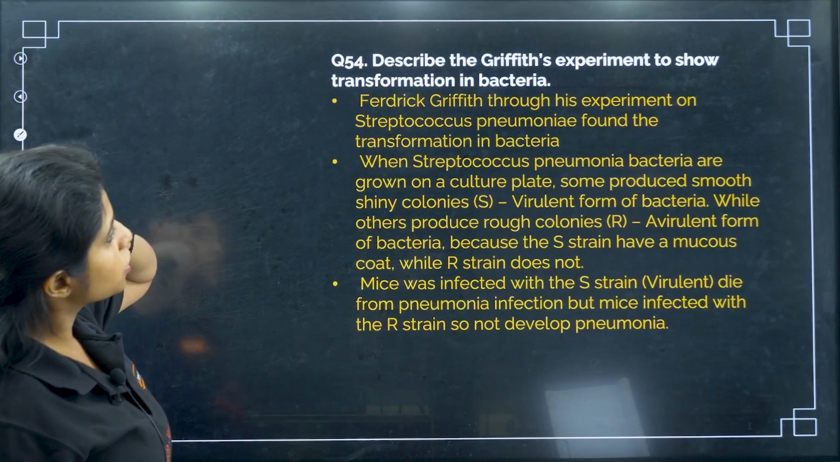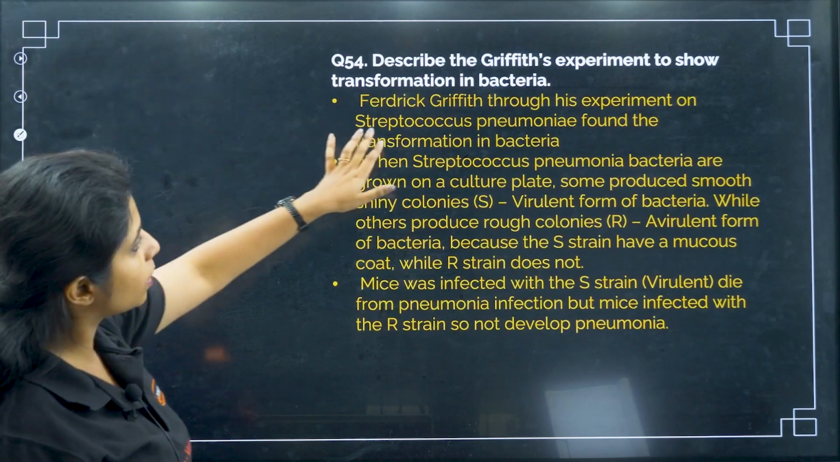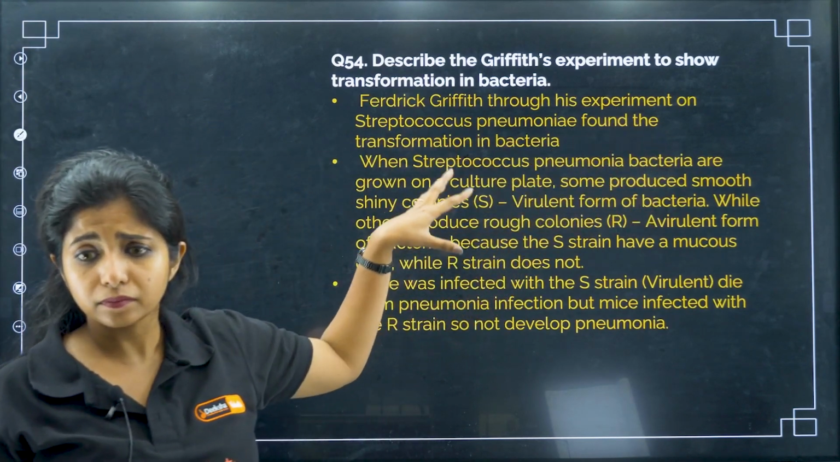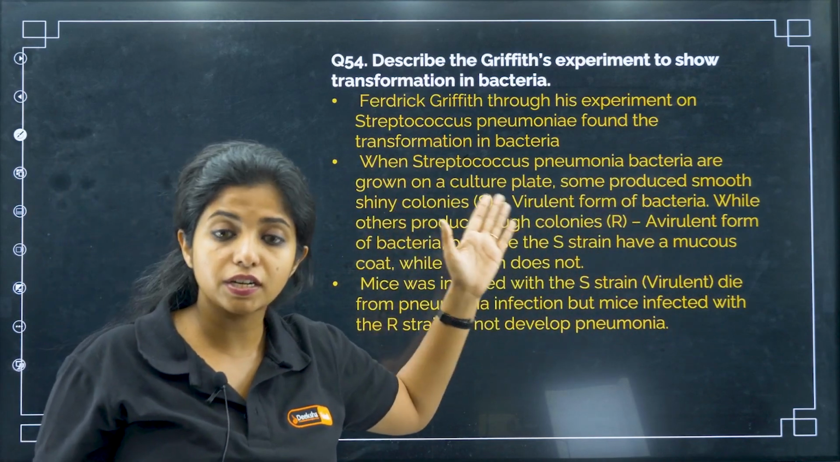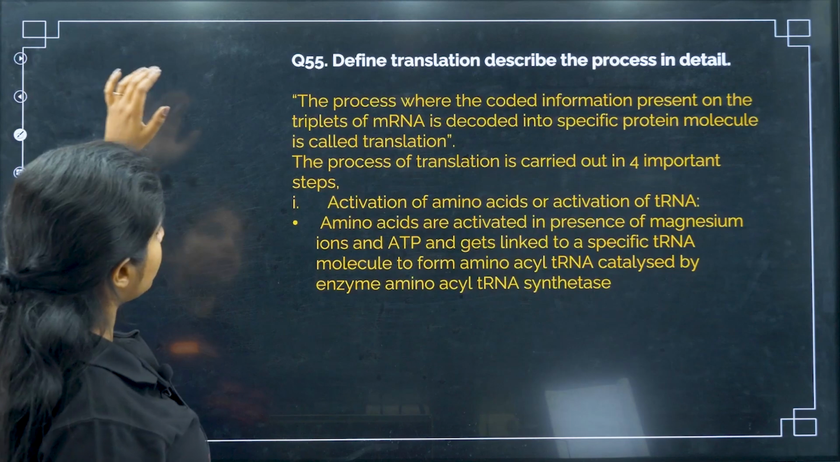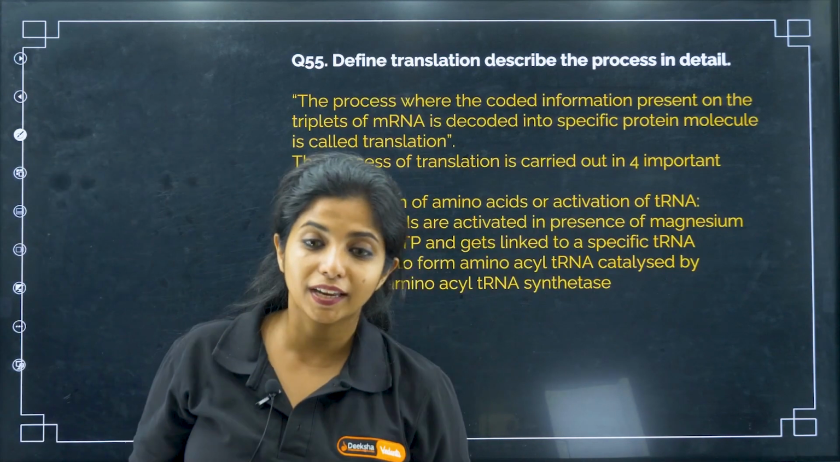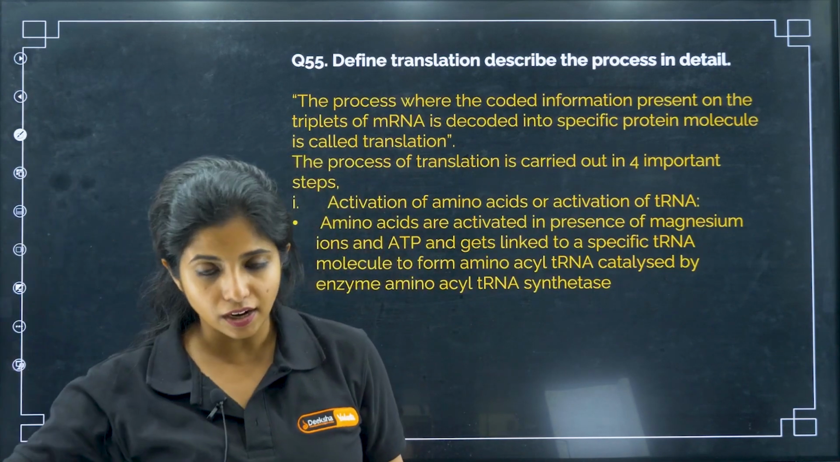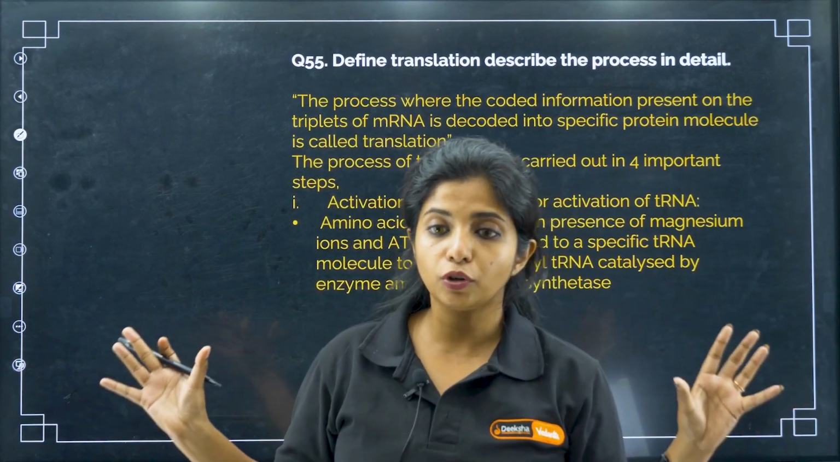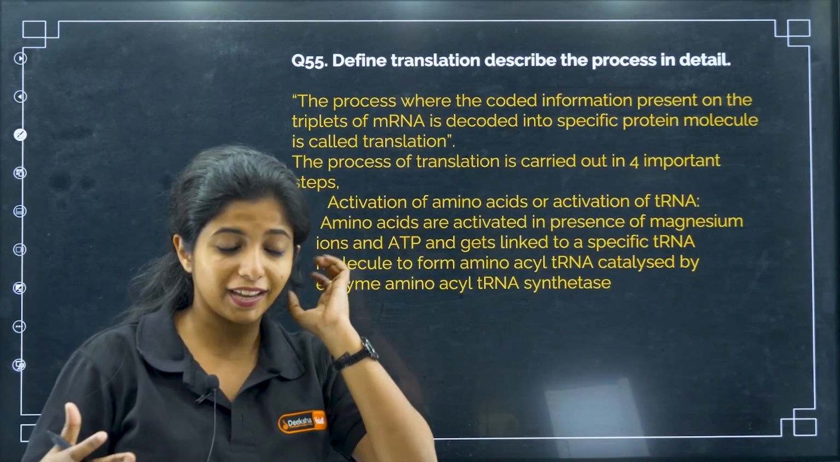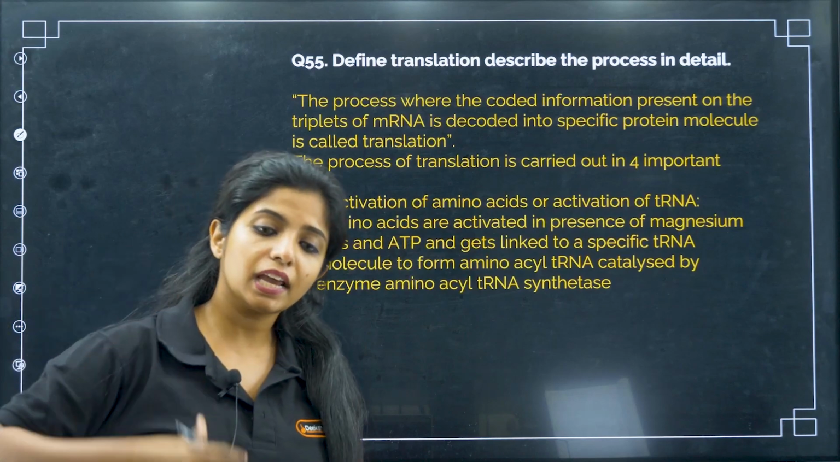Yeah, Griffith's principle: please remember that you need Streptococcus pneumoniae for transforming the bacteria, my dear children. The S strain is the virulent one, the R strain is the non-virulent one, and when you put the heat-killed S strain and the R strain together, what happens is that transformation occurs. But no one was able to prove it until Avery, MacLeod and McCarty came in. They gave a proof for that.